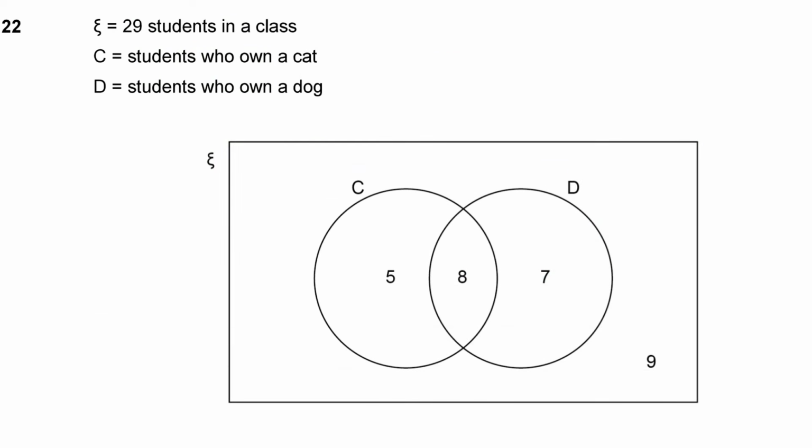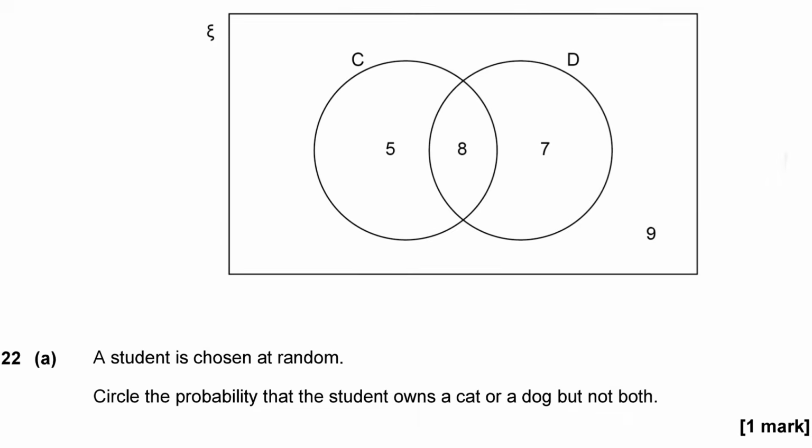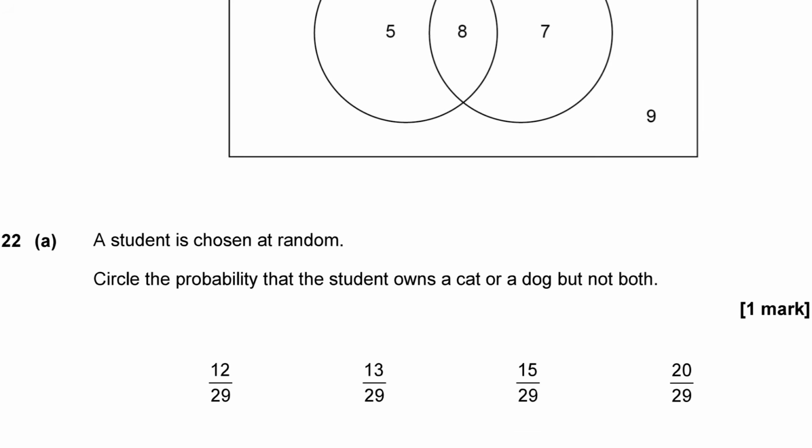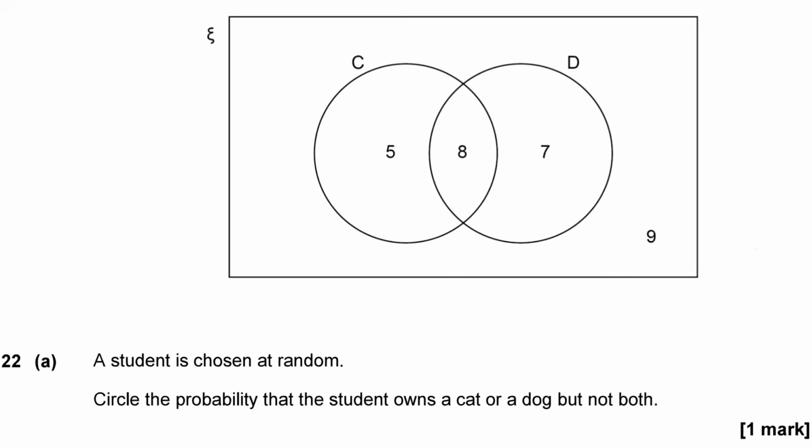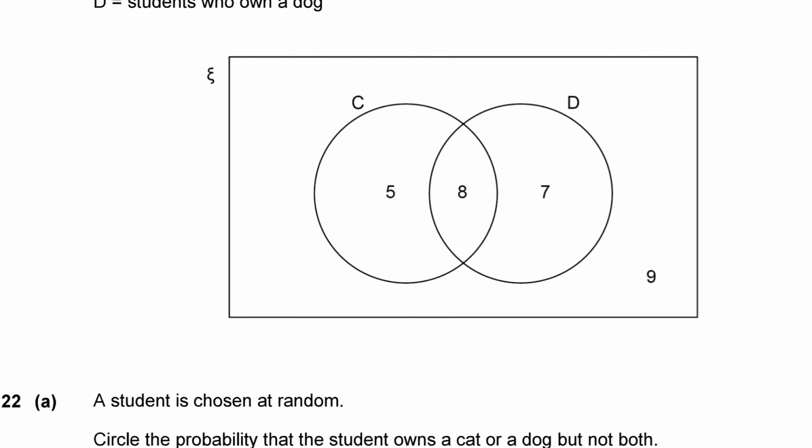Question 22. We've been given a Venn diagram and we're told that the universal set is 29 students in the class. C is the set of students who own a cat, and D is the set of students who own a dog. We can see that we've got some cat owners, some dog owners, some cat and dog owners, and some not cat, not dog owners. Okay, so a student is chosen at random. Circle the probability that the student owns a cat or a dog, but not both. So a cat or a dog, but not both. So we're talking about a cat, this area, or a dog, this area, but not both. So not the bit in the middle.